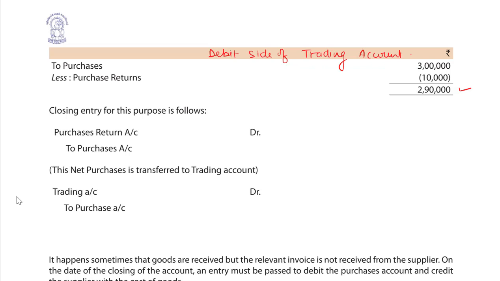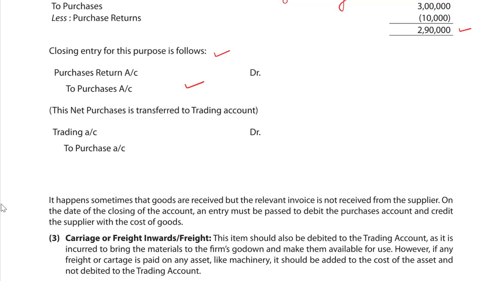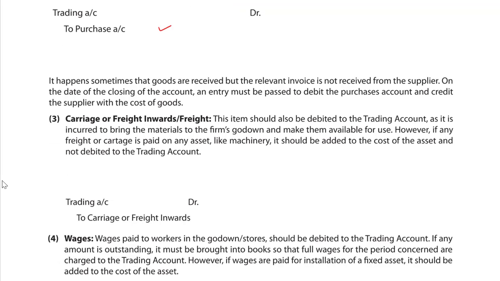Closing entry for this purpose is as follows. Purchase return account debited to purchase account. This net purchases is transferred to trading account, that is, trading account debited to purchase account. It happens sometimes that goods are received but the relevant invoice is not received from the supplier. On the date of the closing of the account, an entry must be passed to debit the purchases account and credit the supplier with the cost of goods.